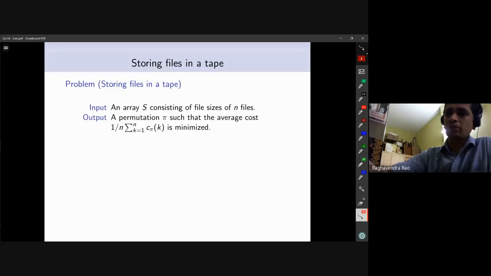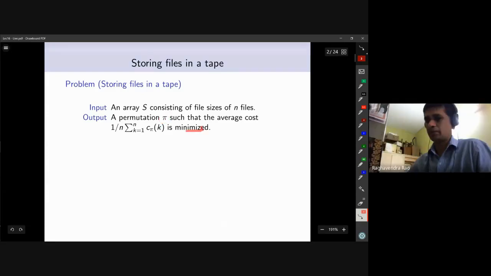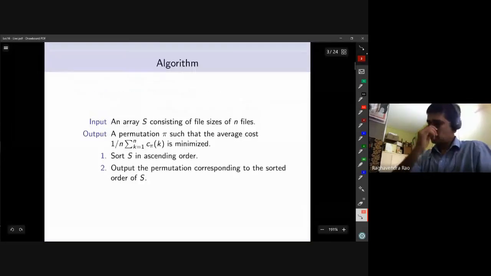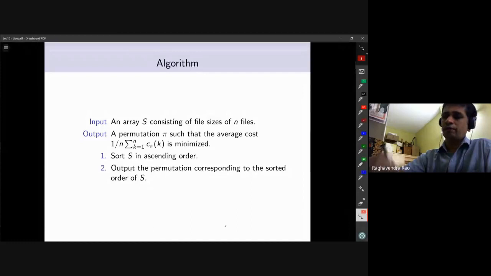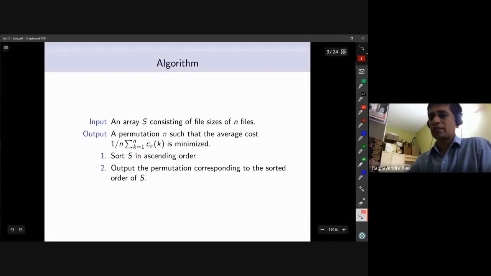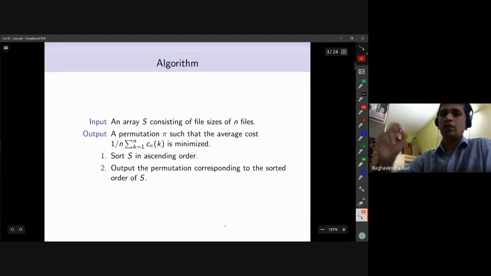a permutation. So we wanted a permutation pi such that the average cost with respect to that permutation is minimized. Our solution was fairly simple. We would just sort the files according to their file sizes in ascending order, and we output the permutation corresponding to that sorted order.